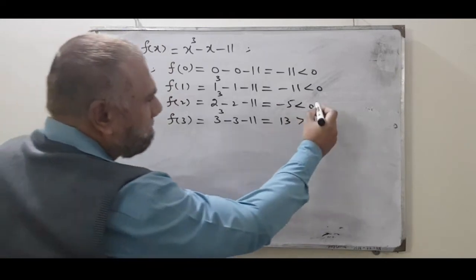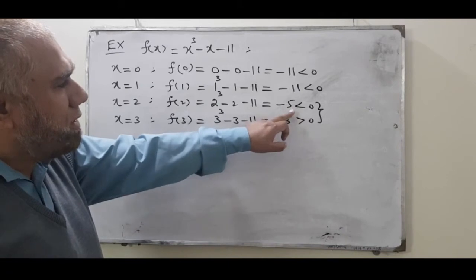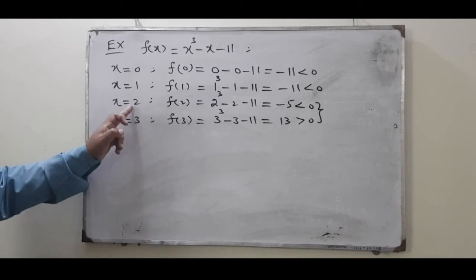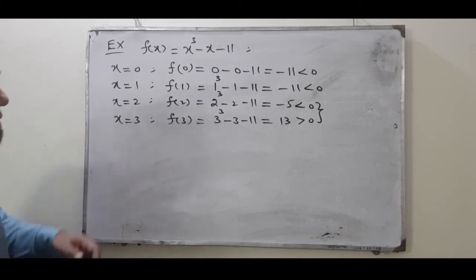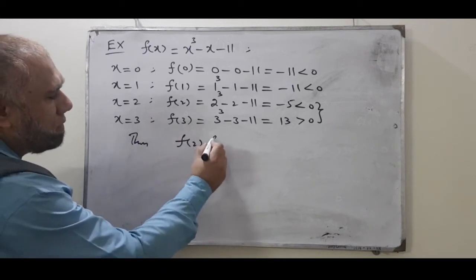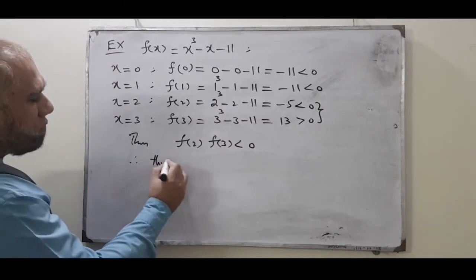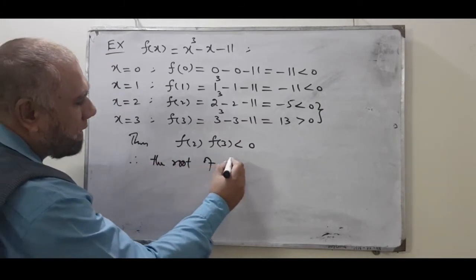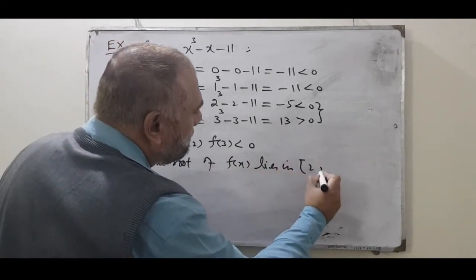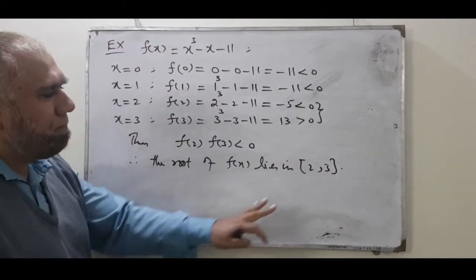So here you can see we have different signs. And these two different signs are appearing at the two values of x which are in between 2 and 3. So this indicates that, as the product at 2 and 3 gives you the negative sign, therefore the root of f of x lies in between 2 and 3. So this is the simple way to locate the domain in which the root lies.